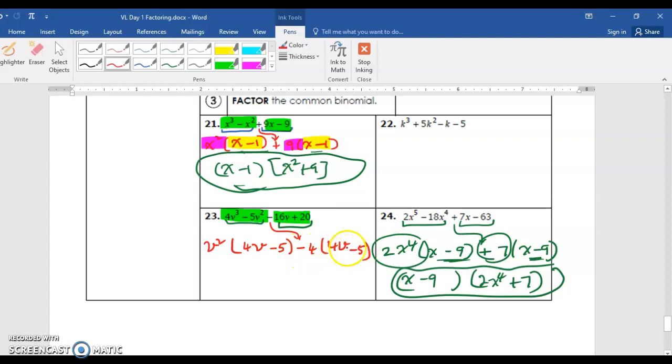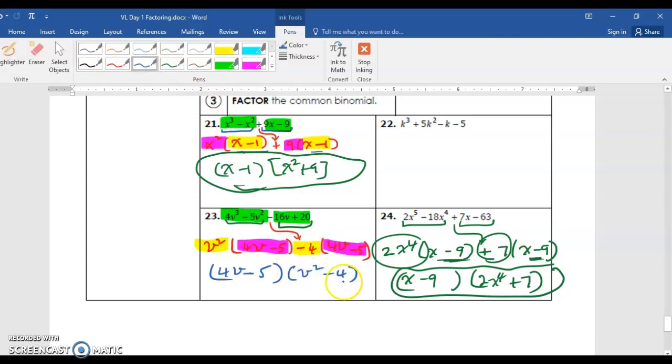Because negative times negative is a positive. So when you are pulling the negative out, it means that you're dividing by a negative. Plus divided by minus is a minus. So that's the reason why I wanted to do this question. And now you see that 4v minus 5 is the same in both, so we're good to go. So we pull that 4v minus 5 out, and you are left with v squared and minus 4. So v squared minus 4.